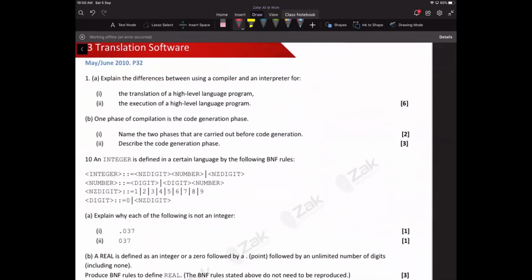Explain the difference between using a compiler and interpreter for the translation of high-level language. So, the translation of high-level language and the execution of high-level language. Interpreter translates one command and runs it before translating the next. All right. Compiler translates the whole program before it executes it.